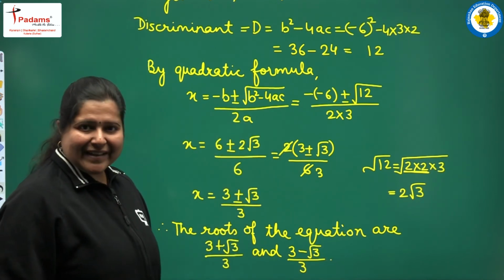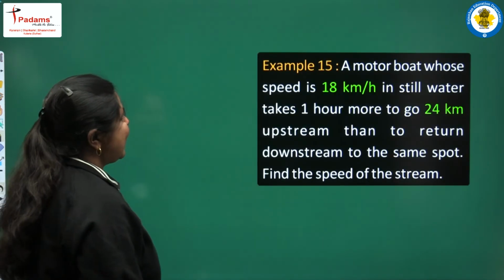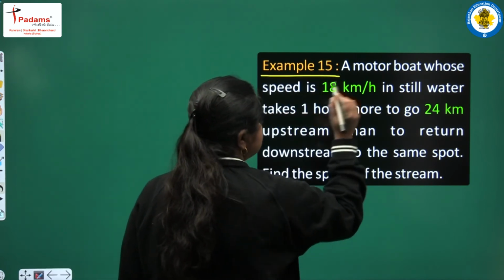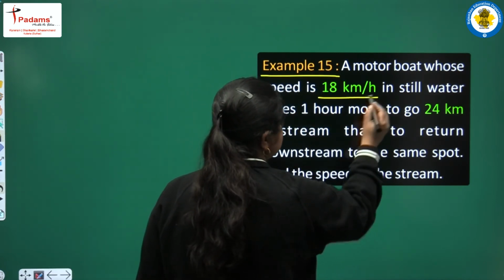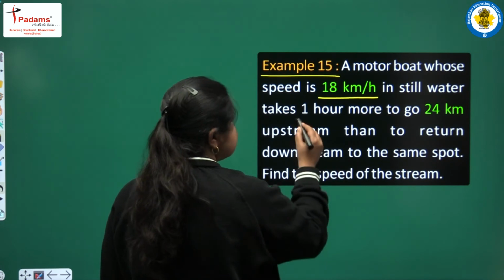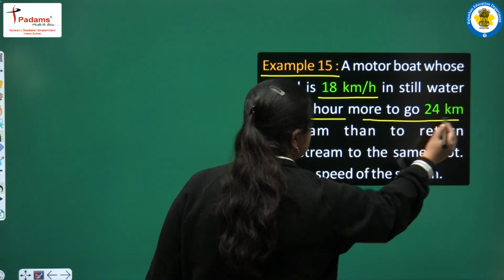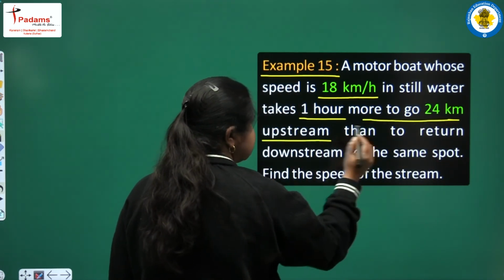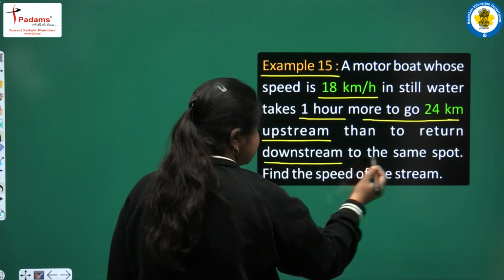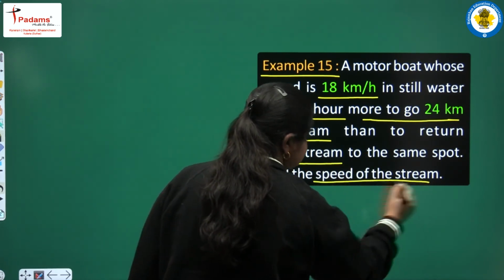Okay, it's very easy and interesting. Then we have example number 15. A motor boat whose speed is 18 kilometers per hour in still water takes 1 hour more to go 24 kilometers upstream than to return downstream to the same spot. Find the speed of the stream.